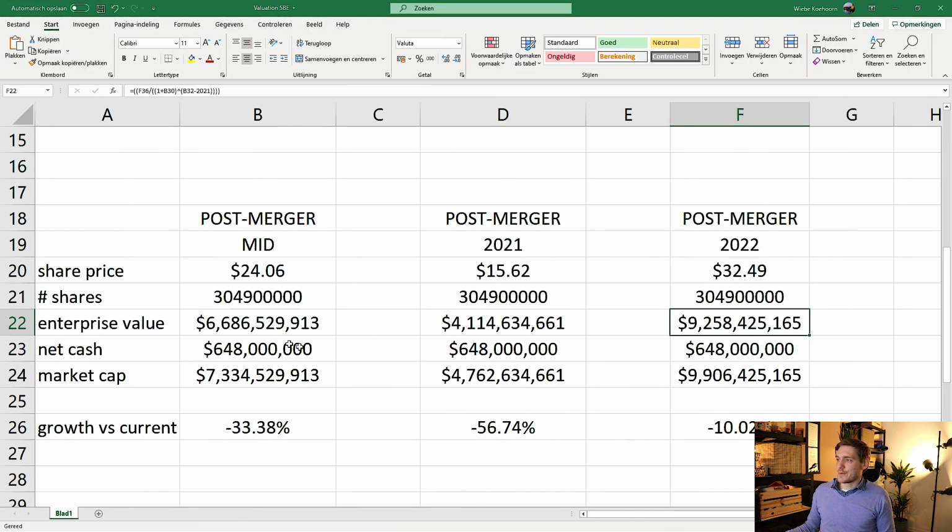And of course, we can also, for this one, calculate a midpoint enterprise value, so a midpoint discounted enterprise value, a lot of words, which in this case, again, is going to be simply the average of these two numbers, of the low and the high number. So that is going to be a discounted midpoint enterprise valuation of $6.686 billion.